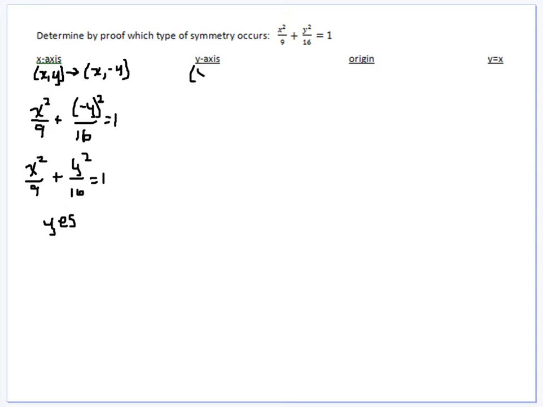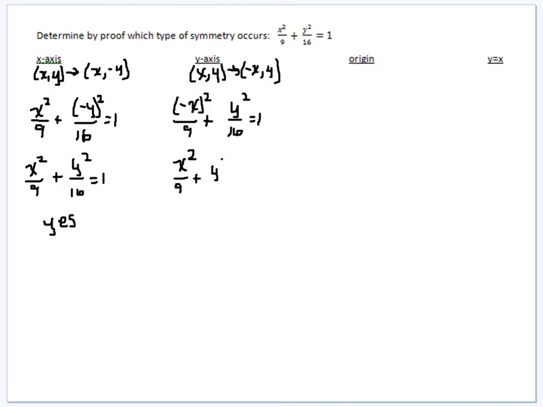For the y, this is when x changes. So we're going to need a negative x every place there is an x. So now it's negative x all squared over 9. The y's stay the same. Show the algebra. A negative x squared goes back to a positive x squared. And yes, it's exactly the same.